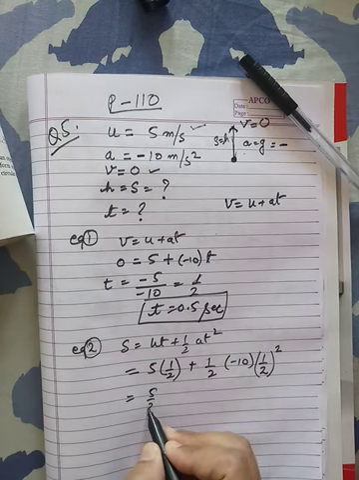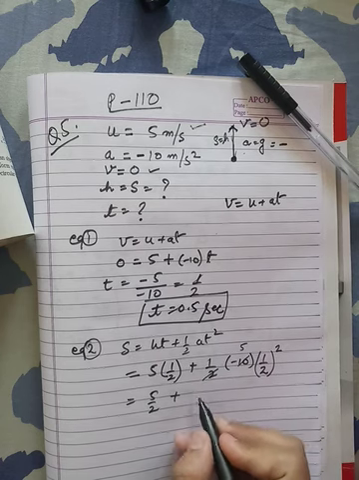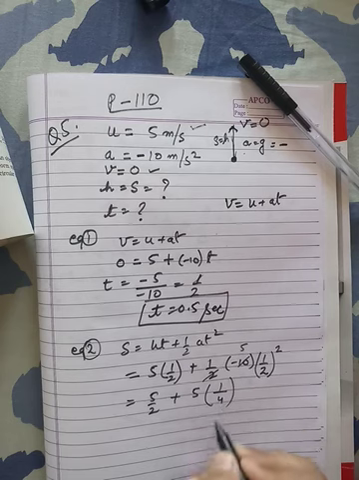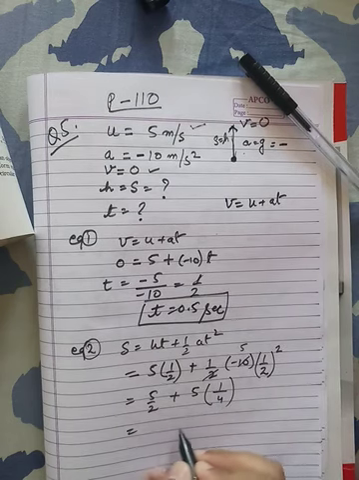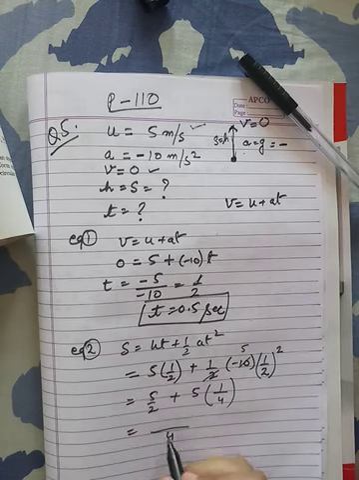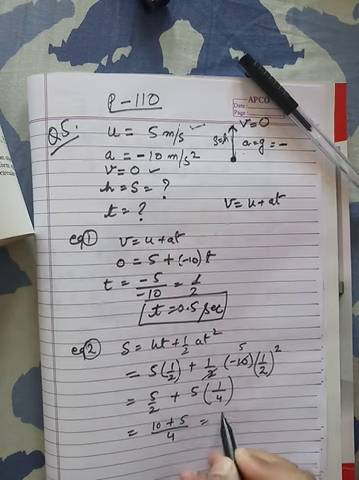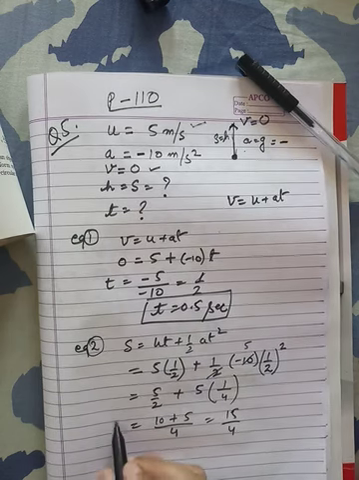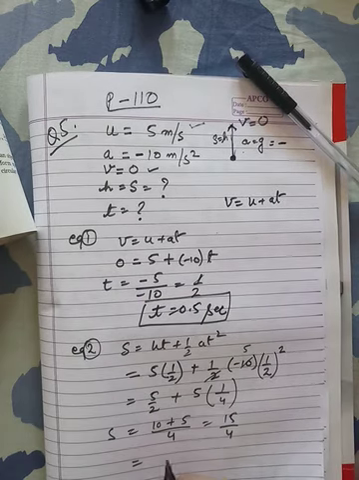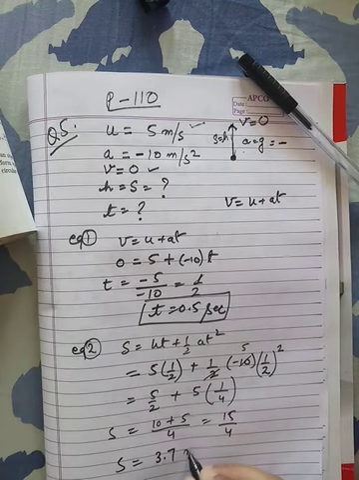So it is 5 by 2 plus this is 5 by 1 by 4. So 5 by 2 plus 5 by 4. Taking 4 as the LCM, 10 plus 5, that is 15 by 4. So S is equals to 15 by 4, which is approximately 3.7 meters.